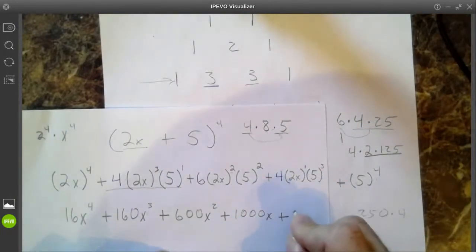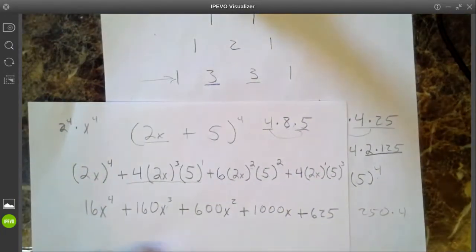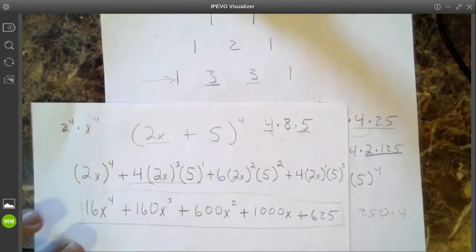and then plus 5 to the 4th. I'm just going to pull that out of a hat. It's 625. And that is that. All right, that's going to be our final answer for this example.